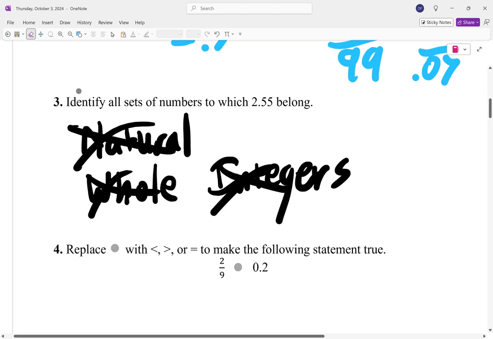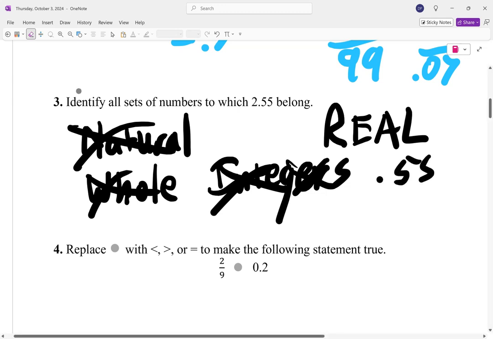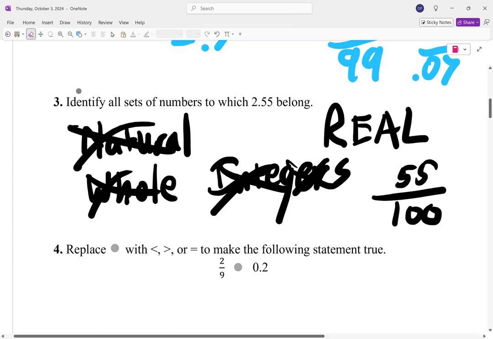And everything we do in this class is real. The only thing that's not real are the imaginary numbers, which you're going to learn about later in Algebra 2. It's also rational. How do we know it's rational? Because rational includes decimals and fractions. Anything like that can be written as a fraction. So we know that we could write 255/100 and reduce that. Okay, so real and rational.